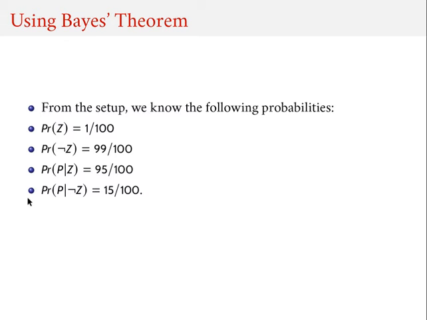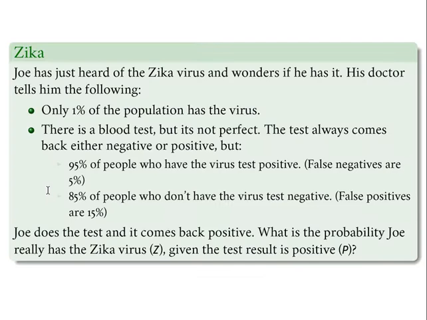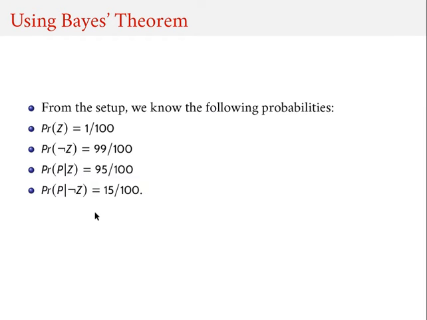Now, as we saw, the probability of false positives: because 85% of people who don't have the virus test negative, that means that 15% of people who don't have the virus will test positive. That's to say that the false positive rate is 15%. So we know that the probability that he'll test positive, given that he doesn't have the Zika virus, is 15%.